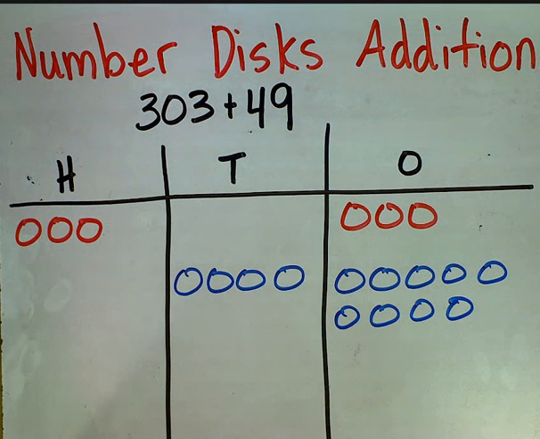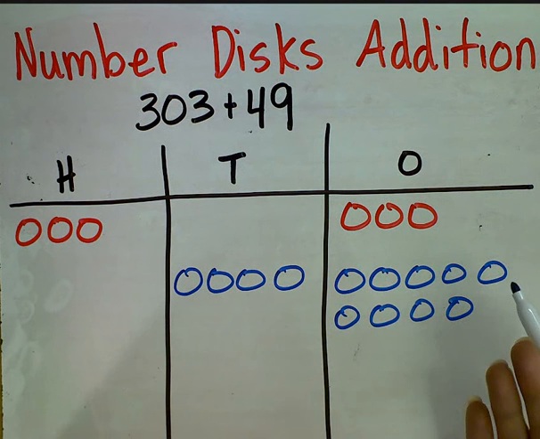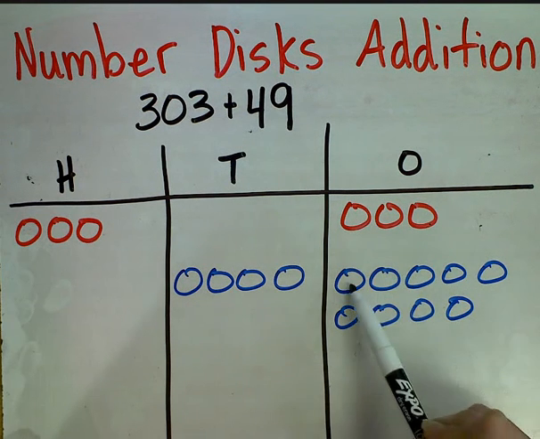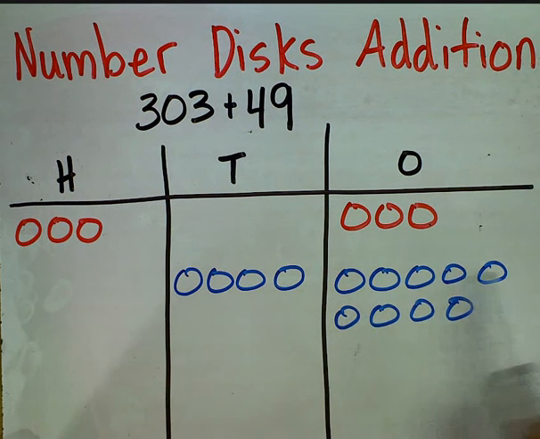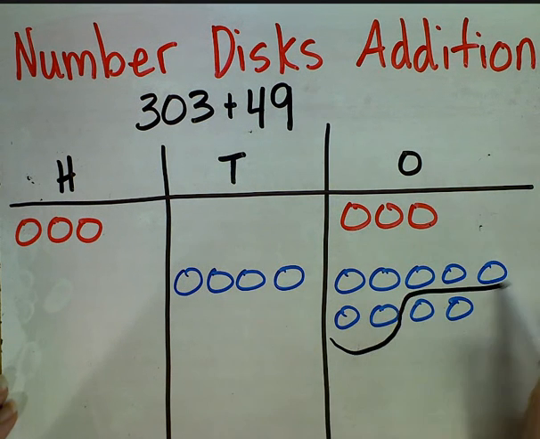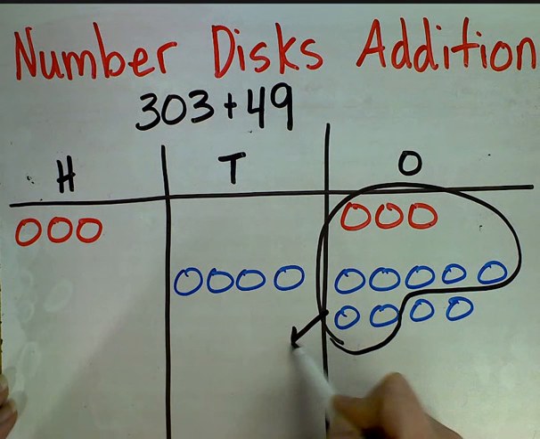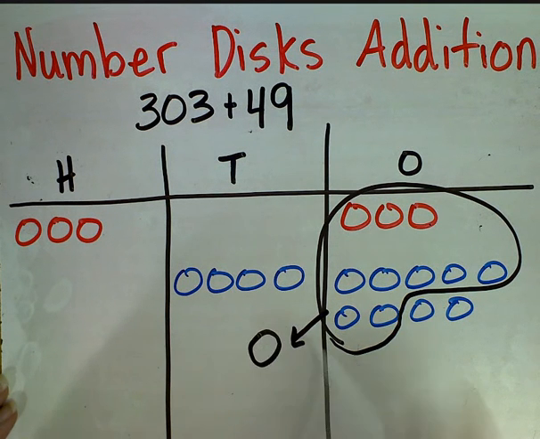So now I have to add them together, and one of the things that we're really looking for is grouping or bundling sets of 10. So I'm always going to start with my ones column first. So I'm just going to count 1, 2, 3, 4, 5, 6, 7, 8, 9, 10. So I have 10 here. I'm going to bundle those together or circle them, draw my arrow, and make that new group of 10.